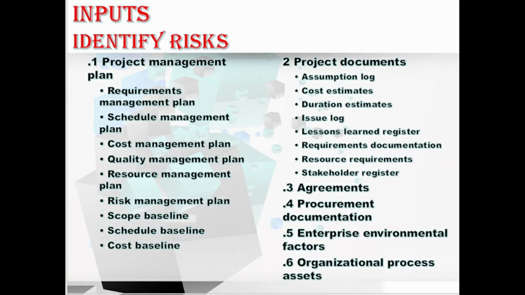We have procurement documentation. In the procurement documentation, if the project requires some external procurement of resources, the initial procurement documentation should be reviewed, as procuring goods and services from outside the organization may increase or decrease the overall project risk and may introduce additional individual project risk. Hope you understood this. Moving to the next input, that is enterprise environmental factors.